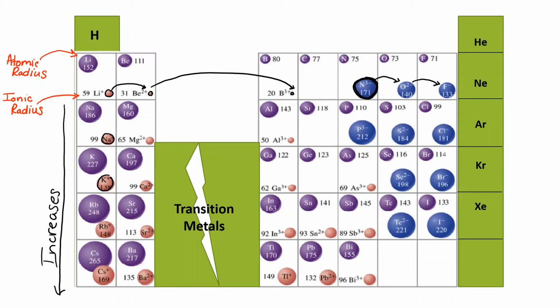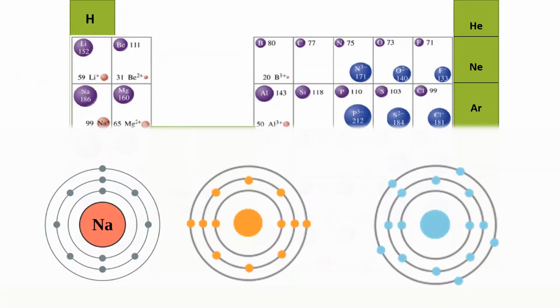So why is that the case? Why does it get smaller, then it gets big, and then it gets smaller again? Well, let's talk about it. I'm going to use sodium, magnesium, and phosphorus.